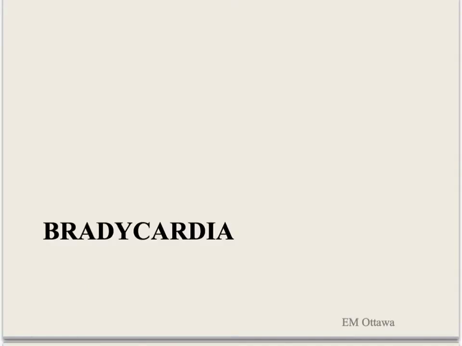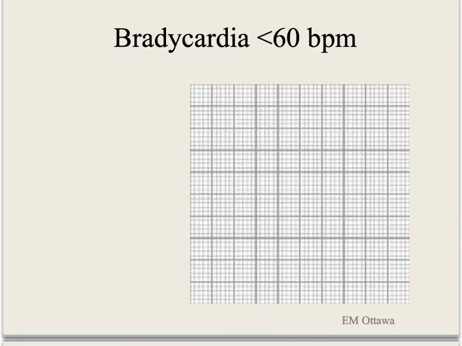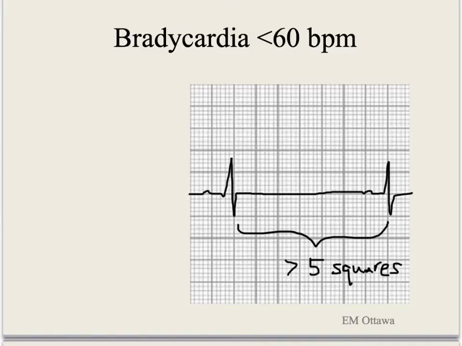Bradycardia is defined as a ventricular rate of less than 60 per minute. On a standard speed ECG rhythm strip, there will be more than 5 squares between the QRS complexes. 5 squares on a standard rhythm strip also equals 1 second.